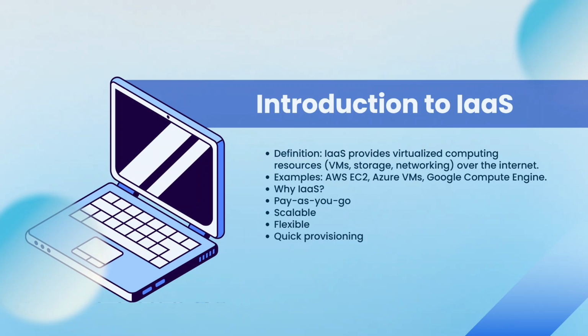Now let's see when to use an IaaS. Applications with variable or unpredictable workloads can use IaaS. Enterprises needing disaster recovery solutions without maintaining a second data center. Developers who quickly want to create and test environments.